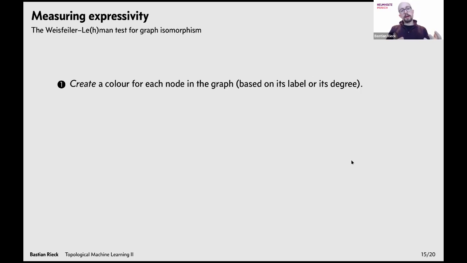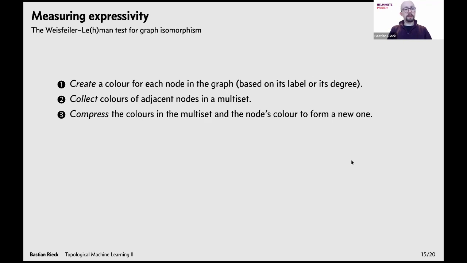You start with your graph, and you first create a color for each node in the graph. This color can be based on the label or its degree or whatever you prefer. Now, I'm not meaning a physical color in the sense, right? But it's just very nice to think about it in terms of colors, and you will see that I use this terminology in the subsequent slides. Now, what you do in the second step is you start collecting the colors of adjacent nodes in a multiset. So you take all the colors and you count their multiplicities.